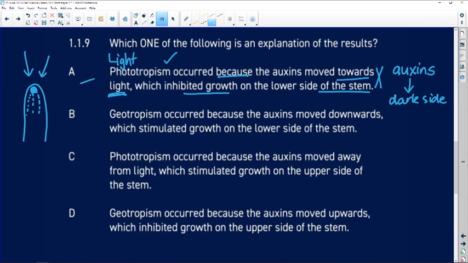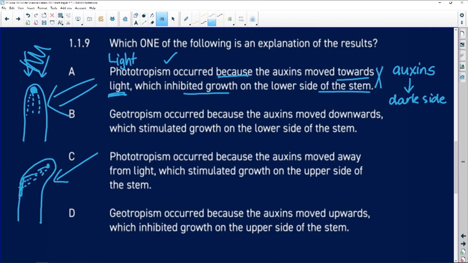And if we place the light coming from one side only, we would see that the auxins are produced, and here's our light. The auxins move to the dark side of the stem. And remember, auxins stimulate mitosis and cell elongation. And so on the lit side, or the brighter side, we're going to see less mitosis and less cell elongation. So if we've got something shorter here and longer there, it means that our stem will move in terms of its growth pattern towards the light. So phototropism occurred. Yes, it did. Because the auxins moved towards the light? Absolutely not. All right, so I don't like A at all.